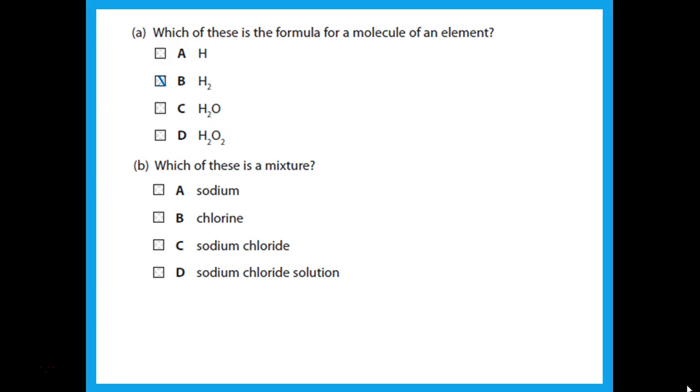They're compounds. Which of these is a mixture? Sodium, chlorine, sodium chloride, or sodium chloride solution? Remember, if I have something containing only sodium, that's an element. Something containing only chlorine, that's an element. Something containing only sodium chloride is a what? It's a compound. But if I have sodium chloride solution, that means sodium chloride dissolved in water, that is a mixture. Can you see that X?